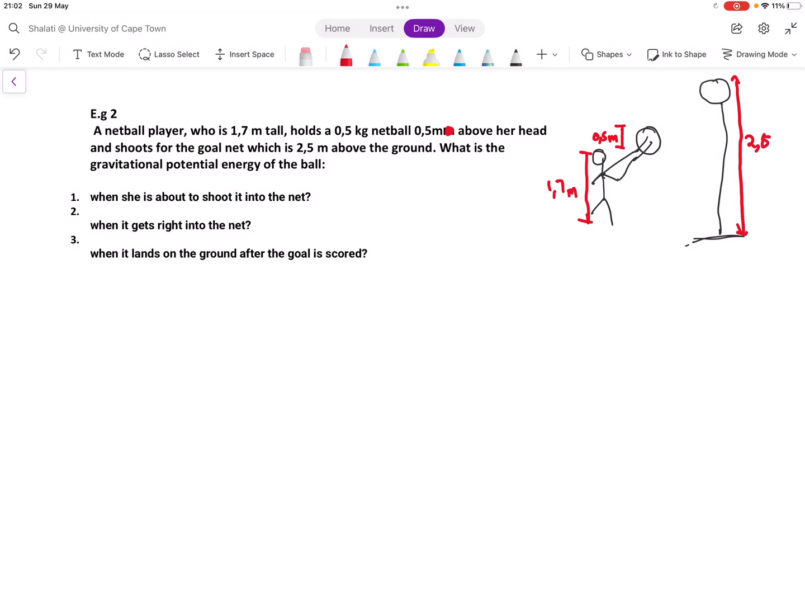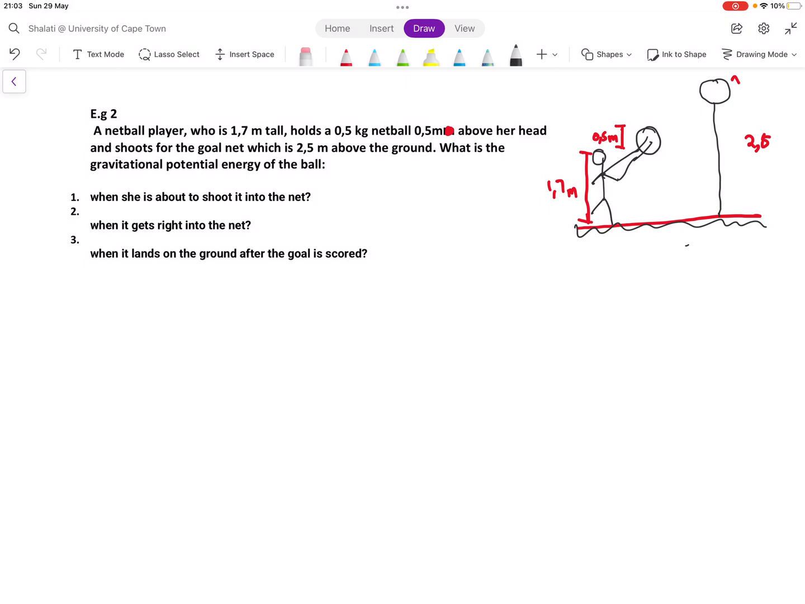So this sketch can already help you calculate at each section what information is actually given for you. My drawing is not up to scale, so forgive me for that. The ground where she's standing and the ground where the hoop is must be the same. So let me just fix that. I hope you get what I mean. So this is the ground, okay?